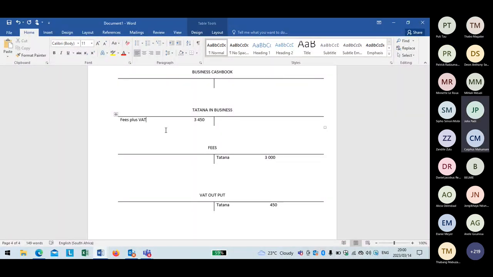Yes, that's fine. My question is following that principle, because I thought that if you record the fees on the credit side, even on the ledger you also record on the credit side. I thought that is how I was informed earlier. But that is what we are doing, sir.